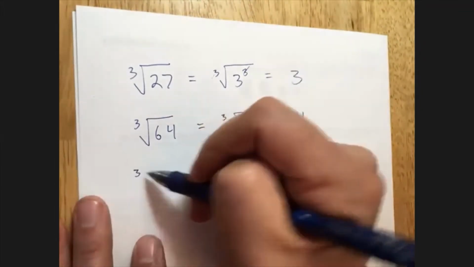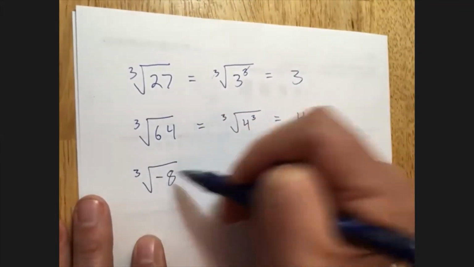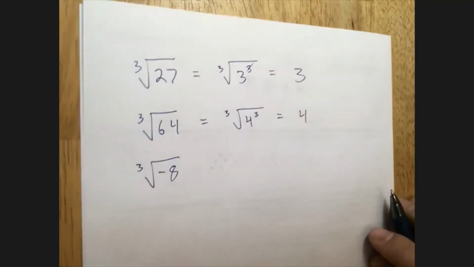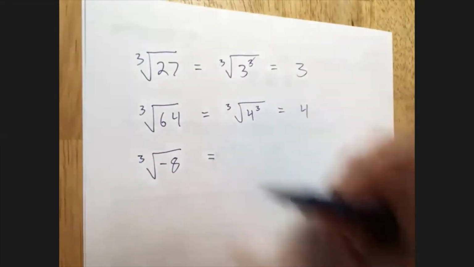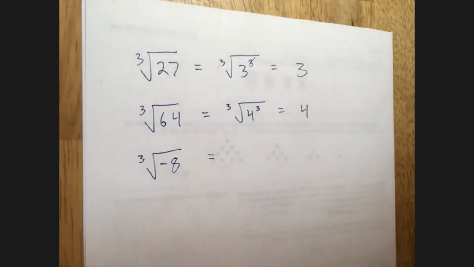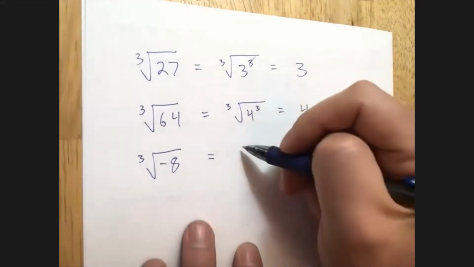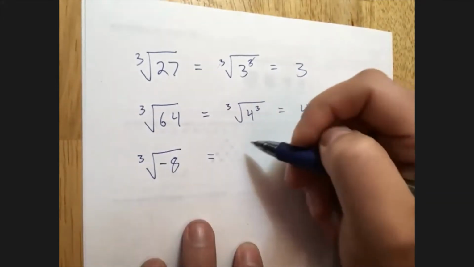What about the cubed root of negative 8? Well, here's where we get a little bit different than the square roots, because there is a number that when cubed gives me negative 8. It's not like square roots where there isn't. There actually is one. Negative 8 is negative 2 cubed. Right?